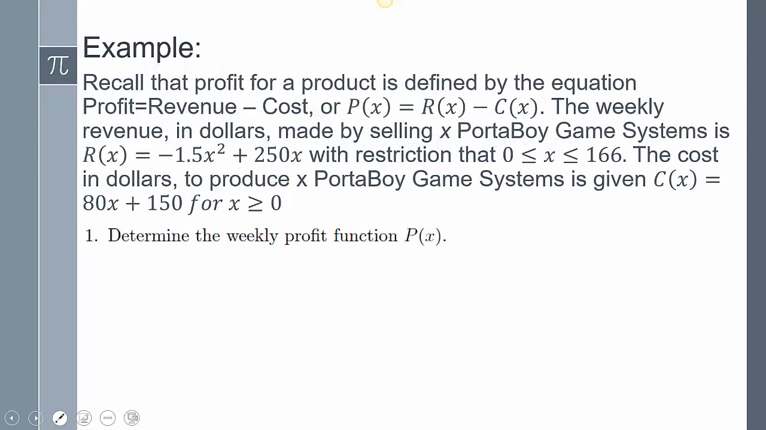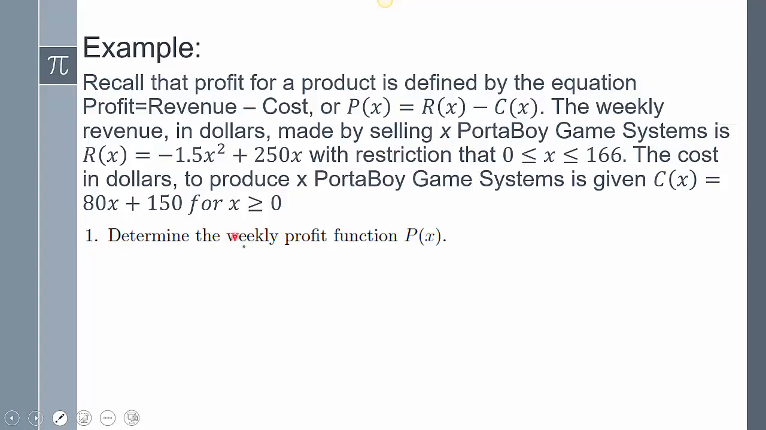Now if you recall, profit for a product is defined by the equation profit equals revenue minus cost, or P of x equals R of x minus C of x. So we're going to go back to some of our business type applications. It says the weekly revenue in dollars made by selling x Portaboy game systems is R of x equals negative 1.5x squared plus 250x, with the restriction that x has to be between 0 and 166. The cost in dollars to produce x Portaboy game systems is given, so this is my cost equation, 80x plus 150 for x greater than or equal to 0.